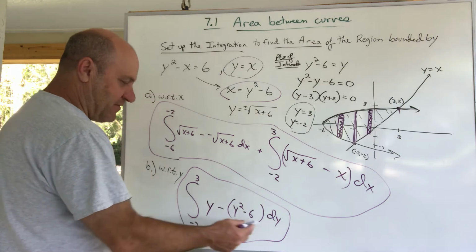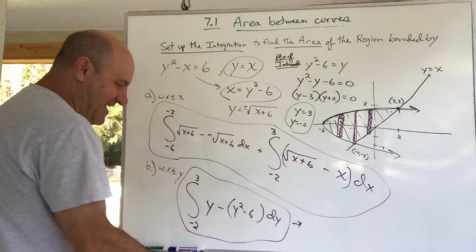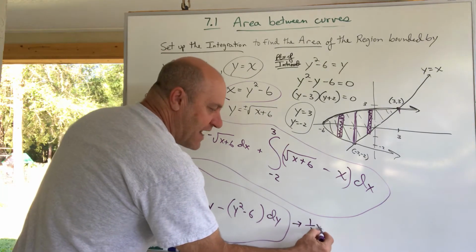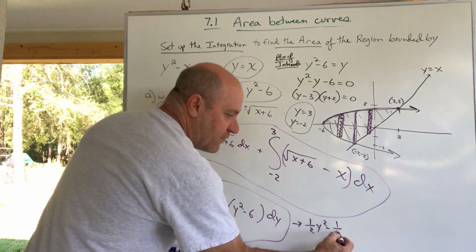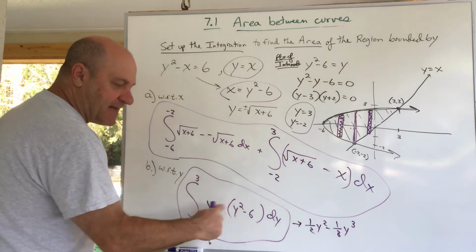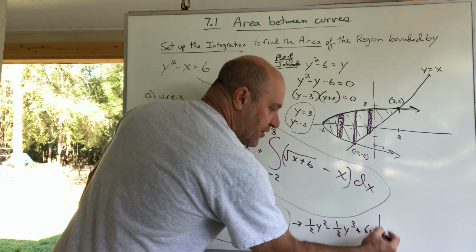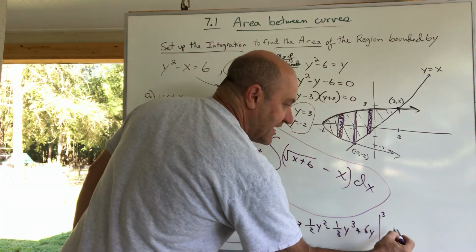To do the answer, I would integrate this. I kind of ran out of room here, but I'm going to do it. Integrate a y, you get 1/2 y squared. Integrate that negative y squared, you get a -1/3 y cubed. Integrate that, well, wait a minute, that's a +6. When you integrate it, it's a +6y. You're going to evaluate from -2 to 3. From -2 to 3, yeah, this takes a little work.